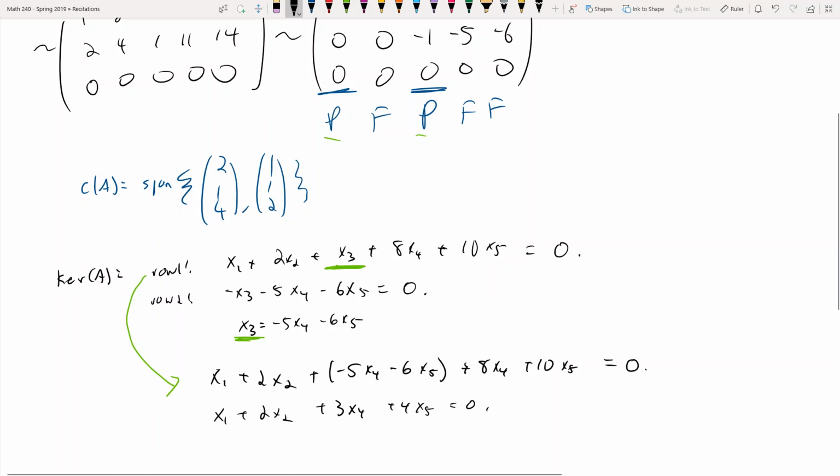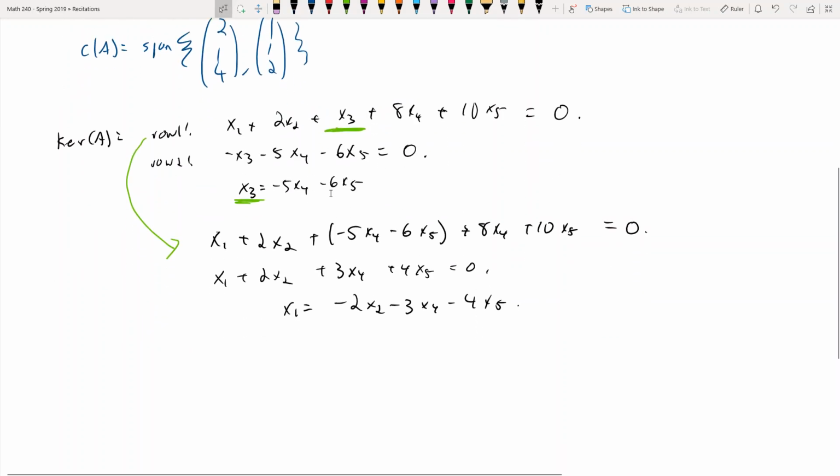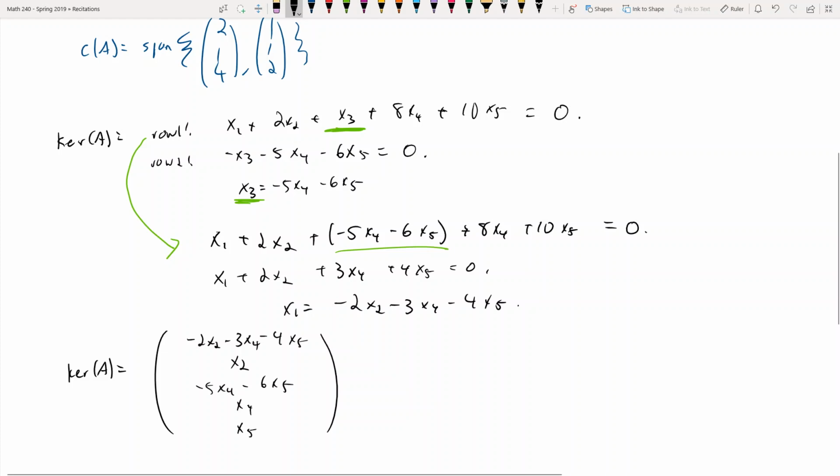And now I can solve for x1, which is my other pivot variable. x1 is equal to negative 2x2 minus 3x4 minus 4x5. Okay, so plug that in there. Now let's write what our kernel vector looks like. x1 is negative 2x2 minus 3x4 minus 4x5, right? x2 is a free variable, so x2 is just x2. x3 is negative 5x4 minus 6x5. And then you have x4 and x5, which are just free variables by themselves.